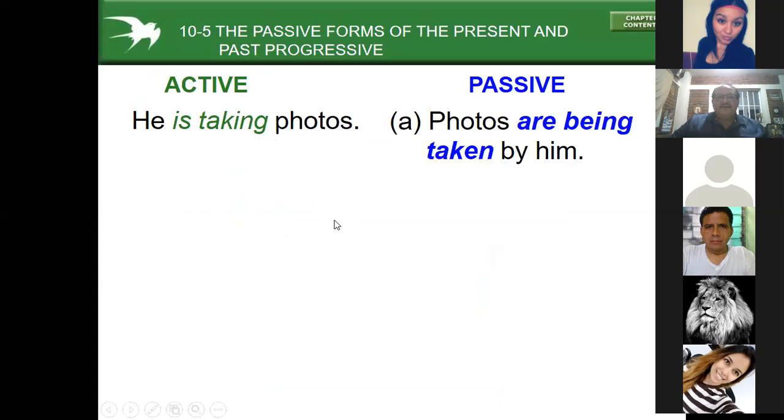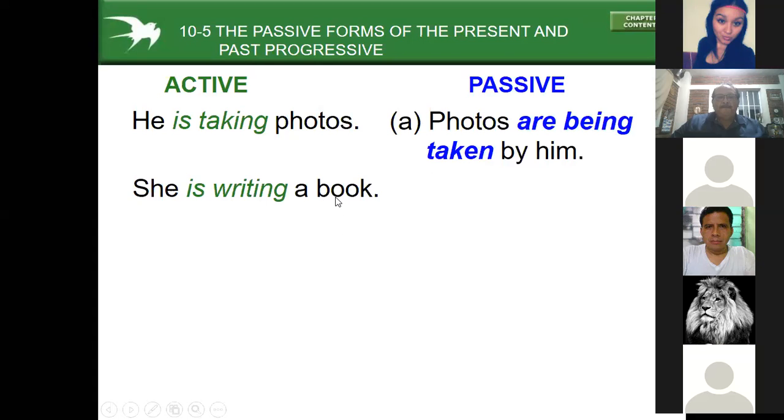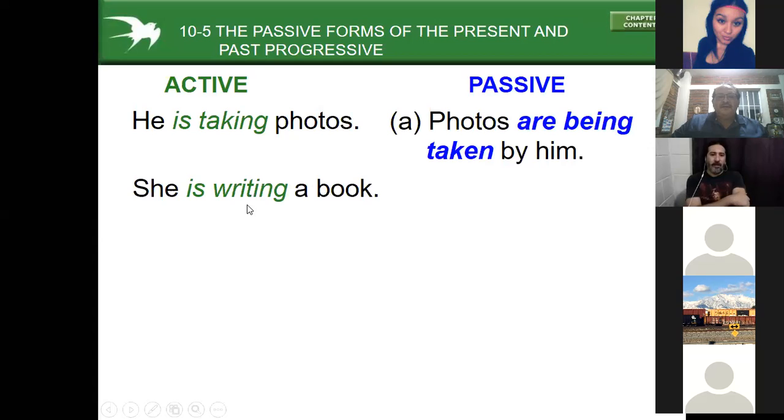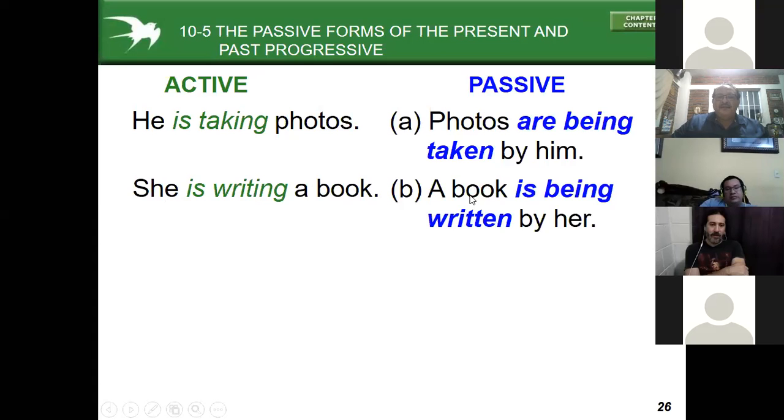Okay, Arvin. She's writing. That would be? A book? The book was... A book? No. The book is... It's writing? A book is... Written by her. A book is being written by her. Remember that when we use the progressive form, we use being. Okay, she is writing a book. A book is being written.